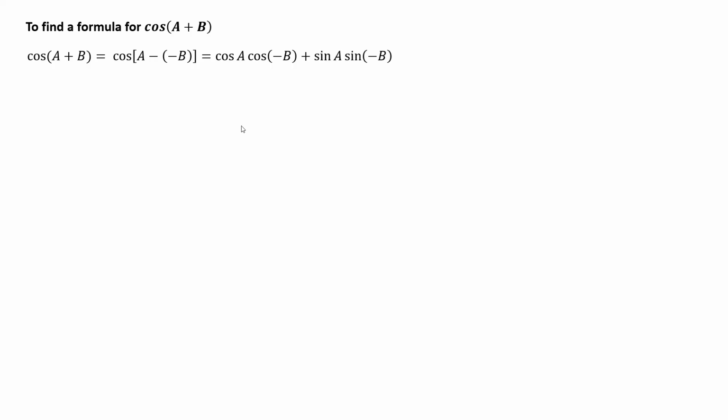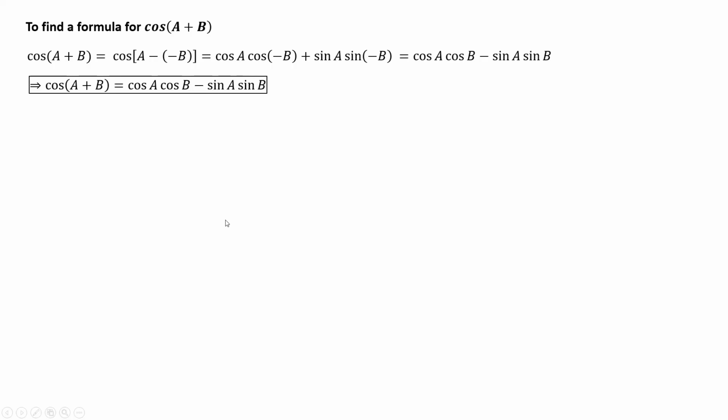But then one of the identities that we learned in the previous section was cosine of negative B is positive cosine B, whereas sine of negative B is negative sine B. So keeping that in mind, we got cosine A cosine B plus sine A times negative sine B, or becomes minus sine A sine B. All right. So cosine of A plus B is cosine A cosine B minus sine A sine B. All right. Okay. How do we find a formula for sine of A plus B then?